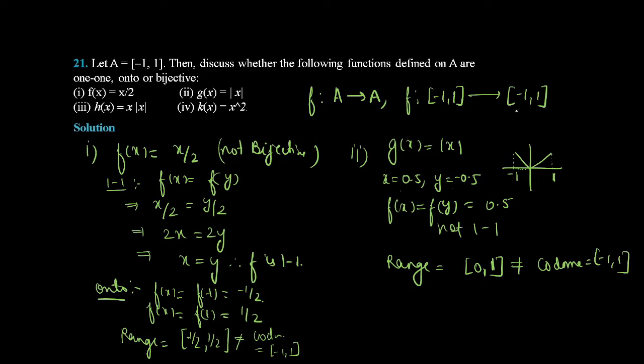So this is not equal to the codomain. That means it is not an onto function. So it is neither one-one nor onto function. Okay. In the third question, third part, the function is defined as h(x) = x|x|.